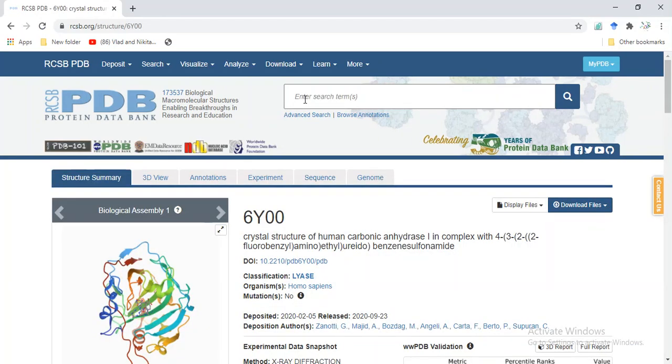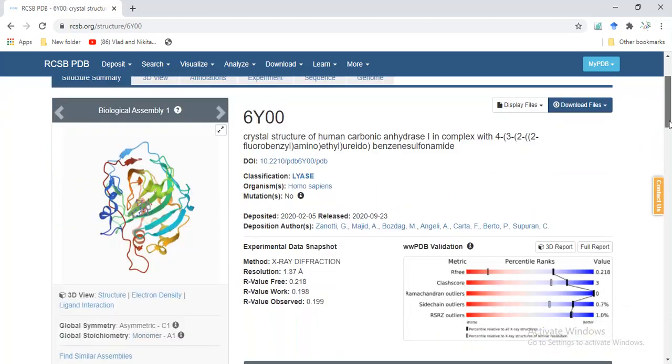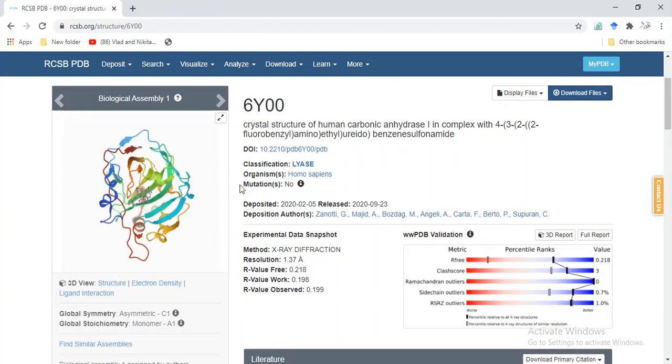So I have written here that it is the crystal structure of human carbonic anhydrase 1 in complex with our benzene sulfonamide derivative. It belongs to lyases. The organism is Homo sapiens, and here are the deposited and release dates. This is our data, and the X-ray crystallographic resolution is 1.37 angstrom.